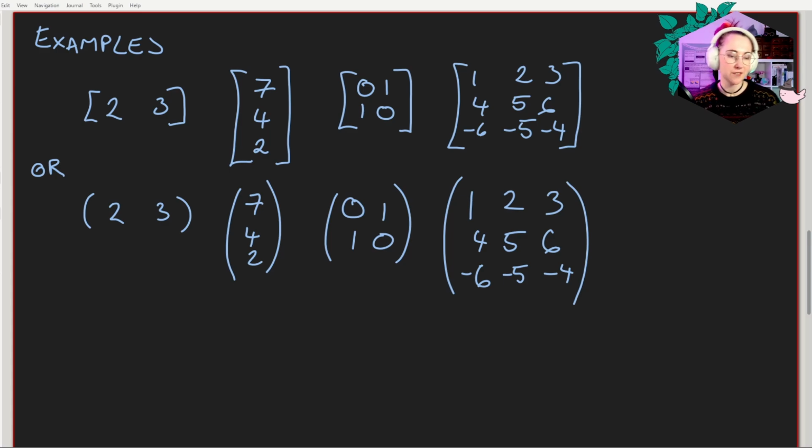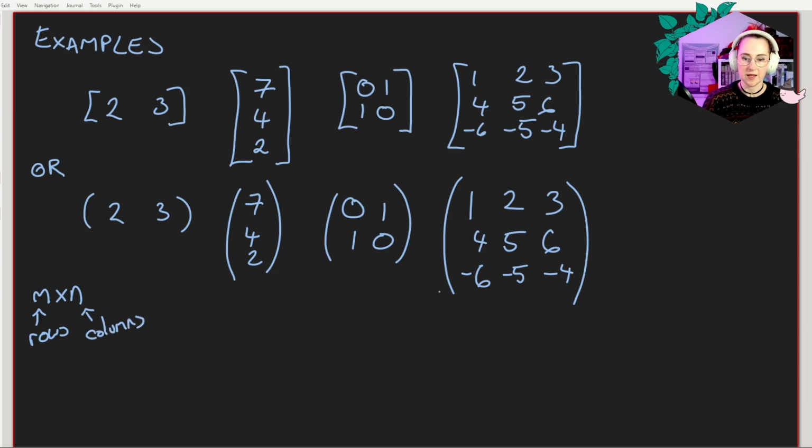Okay, so if I was going to describe what type of matrices these were, remember it's M times N, where this is your rows and this is your columns. So the first matrix is 1 row, 2 columns. So this is a 1 times 2 matrix. This is 3 rows, 1 column. So it's a 3 by 1 matrix. And we say by instead of times sometimes. This is a 2 by 2. And this is a 3 by 3.